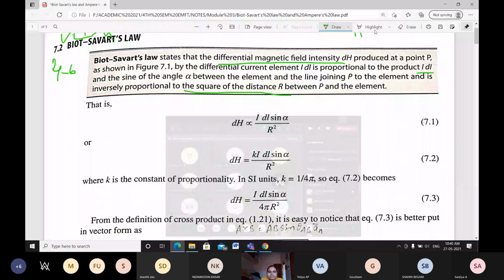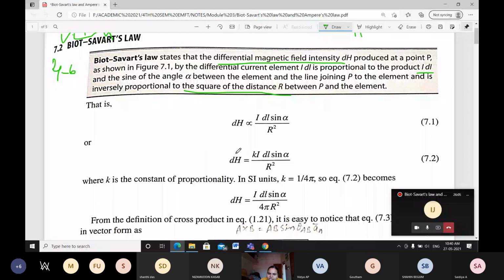Therefore, based on the statement, we can write the equation: dH is proportional to I dL sine alpha divided by R square. Or else, instead of proportionality, a proportionality constant K is taken, so dH equals K I dL sine alpha divided by R square. In SI units, the value of K is 1 divided by 4 pi, the same 1 by 4 pi as in Coulomb's law. Substituting 1 by 4 pi, dH is I dL sine alpha divided by 4 pi R square.